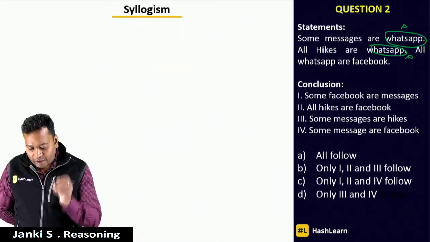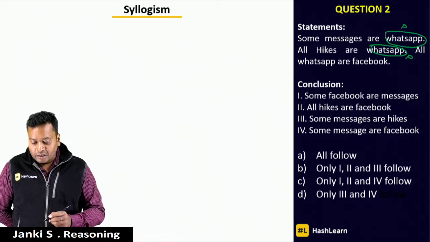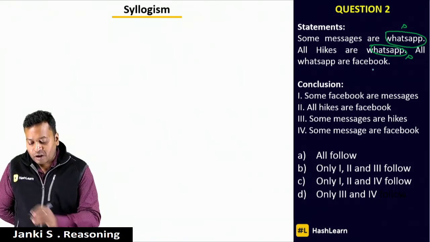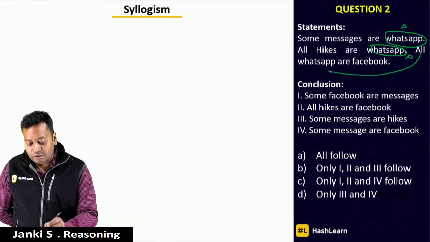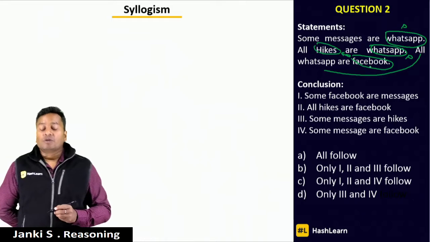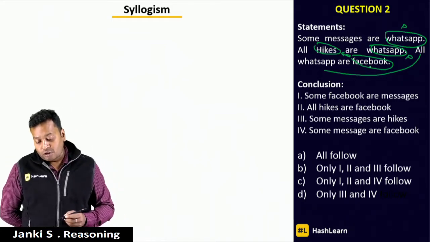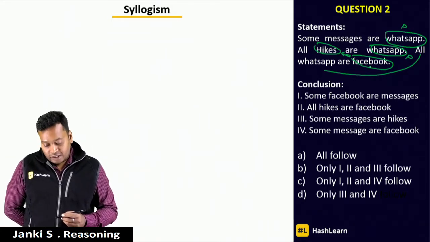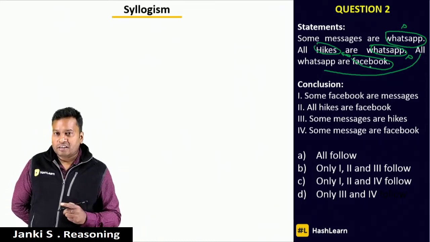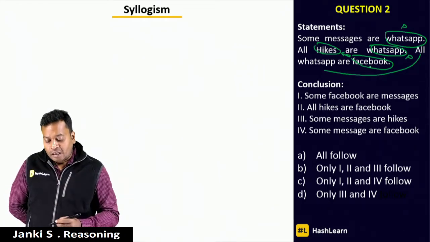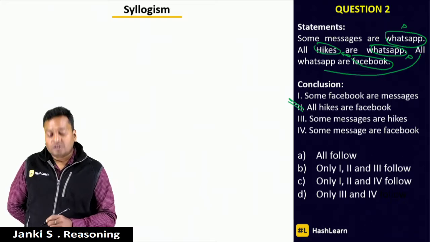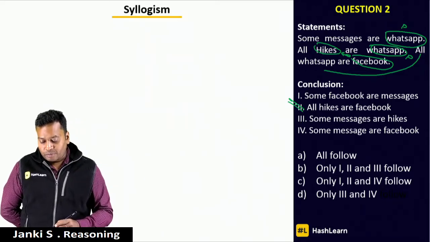If it would have been here, it's a possibility there. Then all WhatsApp are Facebook, right? So all WhatsApp are Facebook, that means now between hikes and Facebook I can definitely find out the relation, right? So between hikes and Facebook, क्या relation? So all hikes are Facebooks, right? That is on the condition if all hikes are Facebook is possible, that means some hikes are Facebook is also possible, right? So option 2 is definitely possible.